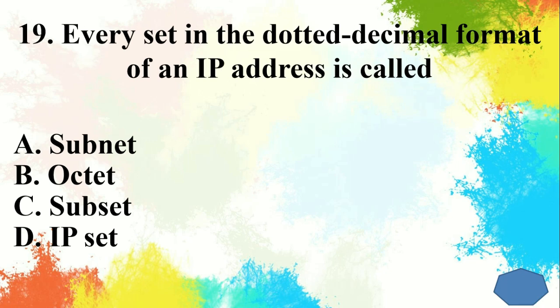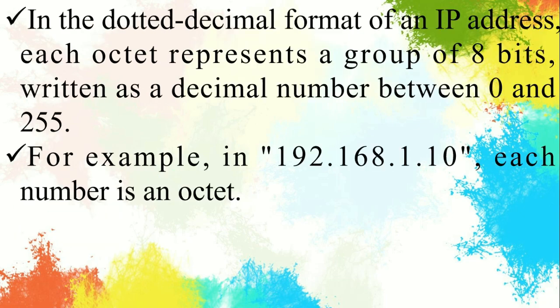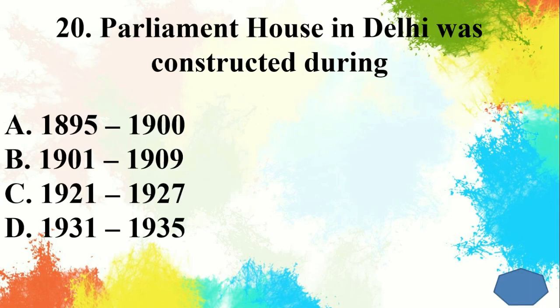Question 19. Every set in the dotted decimal format of an IP address is called. Answer: octet. In the dotted decimal format of an IP address, each octet represents a group of 8 bits, written as a decimal number between 0 and 255. For example, in 192.168.1.10, each number is an octet.